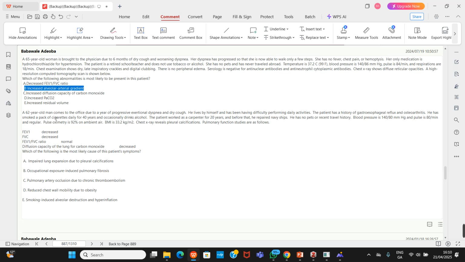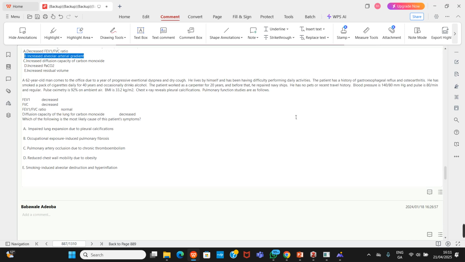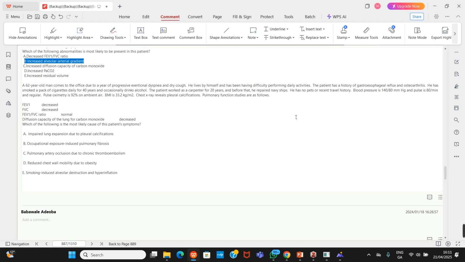A 62-year-old man comes to the office due to a year of progressive exertional dyspnea and dry cough. He lives by himself and has been having difficulty performing activities. The patient has a history of reflux and osteoarthritis. He smoked a pack of cigarettes daily for 40 years and occasionally drinks alcohol. The patient worked as a carpenter for 20 years and before that, he repaired Navy ships. He has no pets or travel history. Blood pressure is this, and so on.